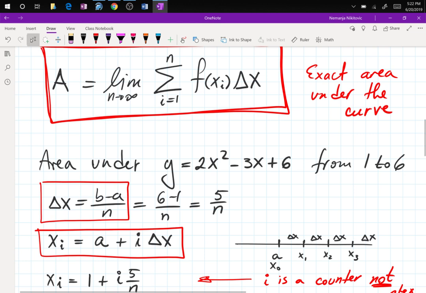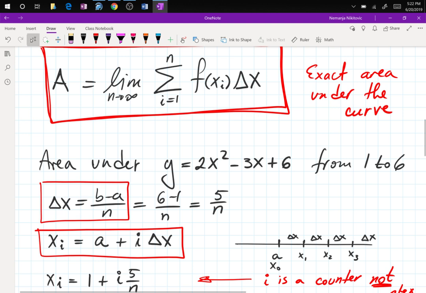Now, xi is every location on the partition. I is the counter: 0, 1, 2, 3, 4. So the first location is I is 0, I is 1, I is 2, I is 3, and so on. To get from the first location to any other location you want, because you need to multiply them all by delta x, you have to keep adding the appropriate amount of delta x's.